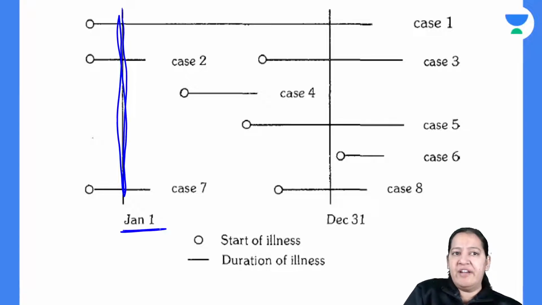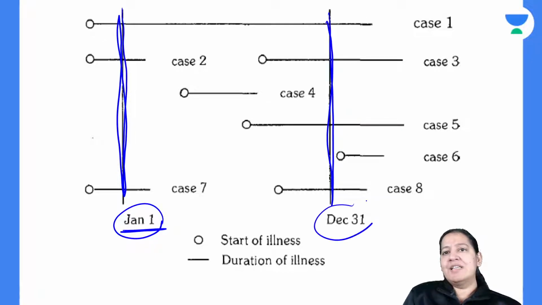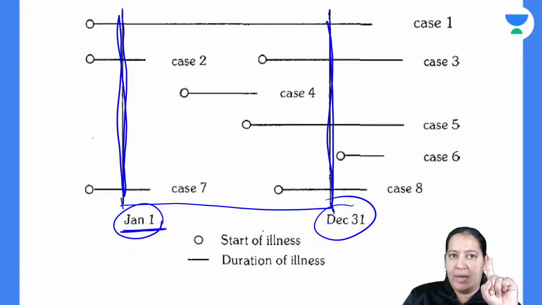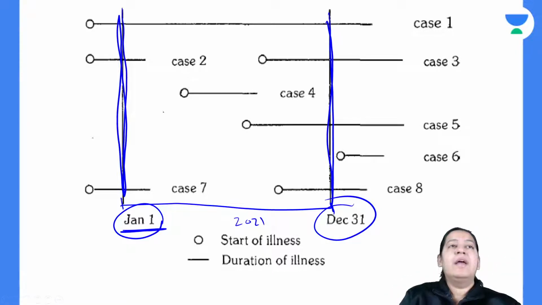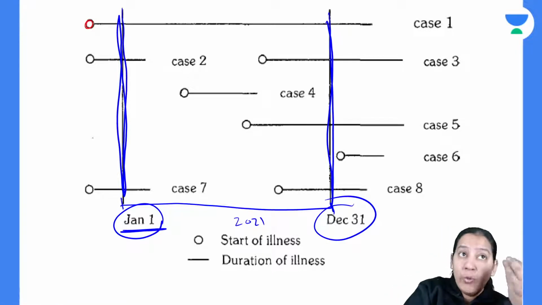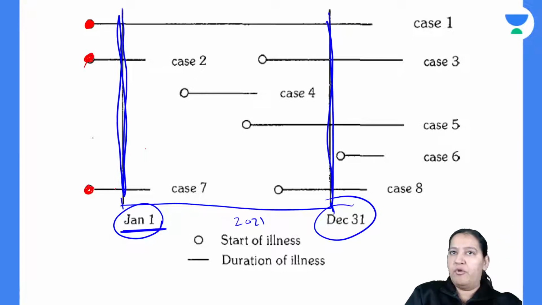This is 1st January, 12 a.m. This is 31st December, 12 a.m. You can see the distance between the two lines, starting from here to here. It is 1 year, complete 1 year, maybe 2021 or any year I'm talking about, right? You understand this, right? In this, the circles are the new cases arising. Just suppose this circle I'm marking with red. This is before 1st January. This is also before 1st January. And this one is also before 1st January. This one is after 31st December.